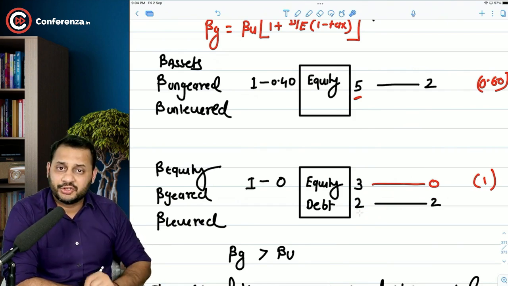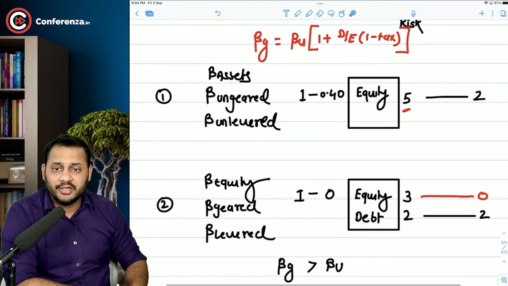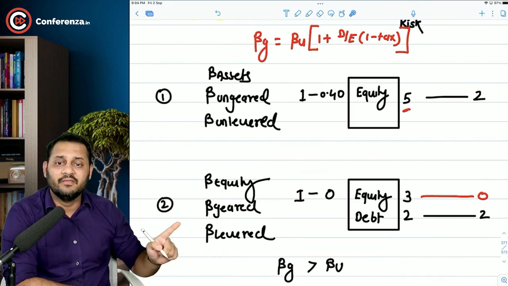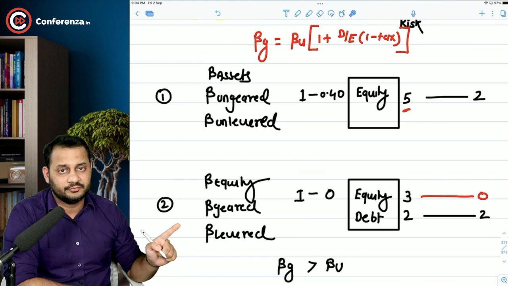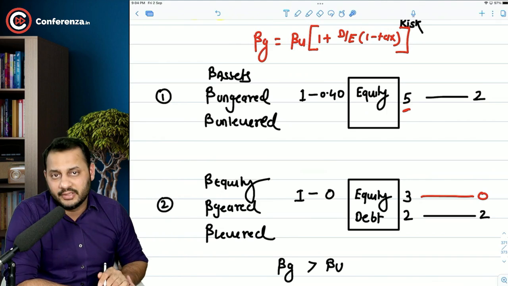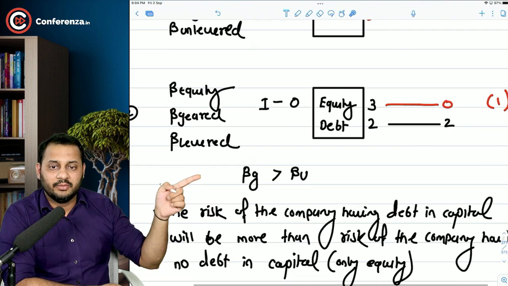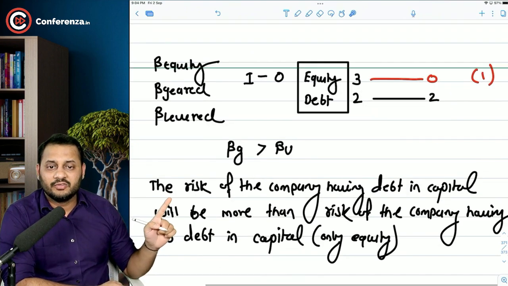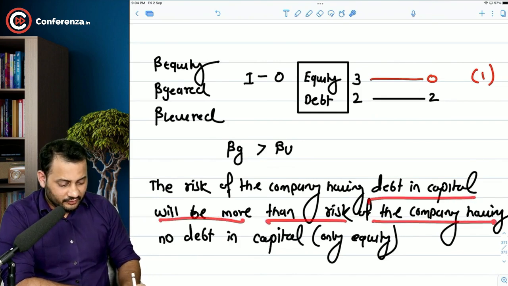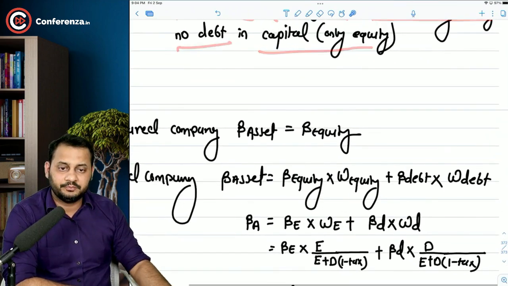One thing is for sure: from this part till the end of the mergers chapter, you need to make sure that the unlevered beta of the company will always be lesser than the levered beta of the same company. So geared beta or levered beta will be higher than the unlevered beta. That is what you need to understand. The risk of the company having debt in capital will be more than the risk of the company having no debt in capital. Okay, now coming over to this part. Understand.